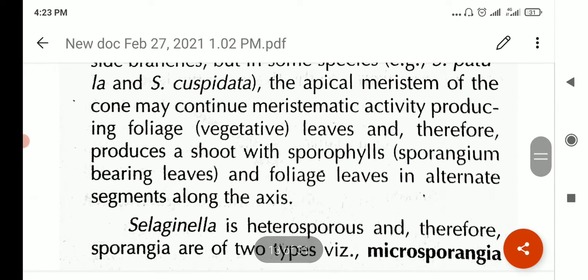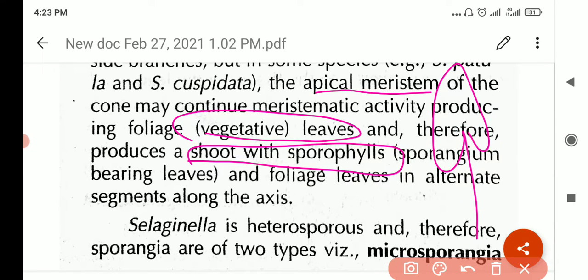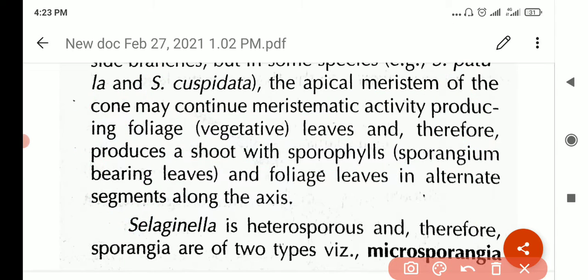But in some, the apical part will continue to form normal cells, and therefore it will produce a shoot with sporophylls. It means that instead of forming a cone, it will continue behaving like a leaf. It will form sporophylls, leaves, but on the sporophylls will be the sporangium.